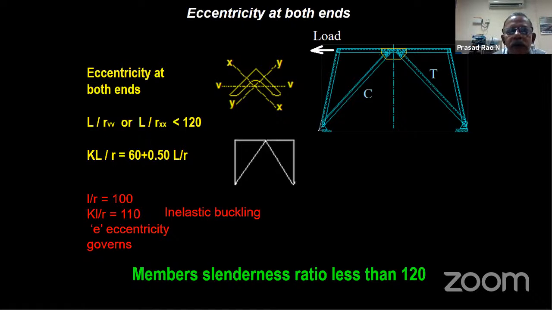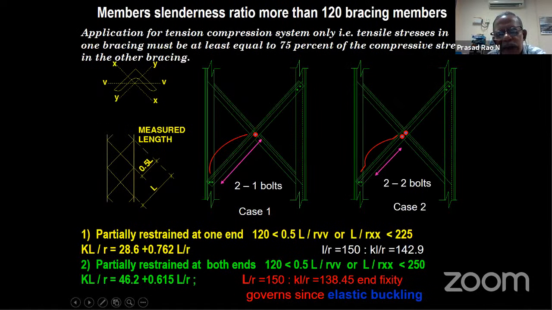Now suppose my member is more than L by R 120, that is failing in the elastic range, where eccentricity will not matter, only end restraint will matter, because already this member is very slender by its own self. Once you start deforming, it will get deformed. See, I have 2 bolts here, I have only 1 bolt here. That means this end is partially restrained. That means your effective length will start from here. The bending will start from somewhere after a certain distance, and it continues up to this intersection point.